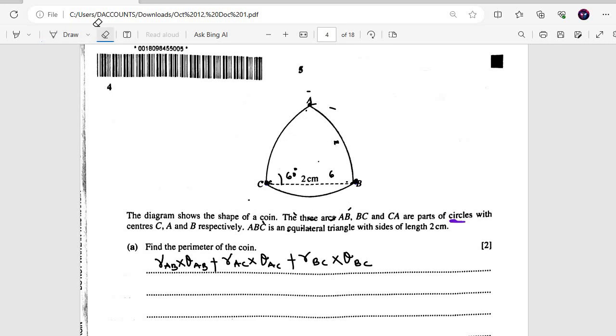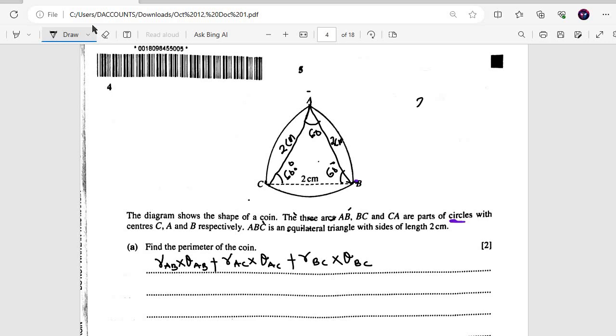That's where I'm going. So let me sketch the diagram again. Like the question said, we have an equilateral triangle ABC. Each side is 2 centimeters, like I said, and each angle is 60 degrees. So for arc AB, the radius is 2 centimeters.